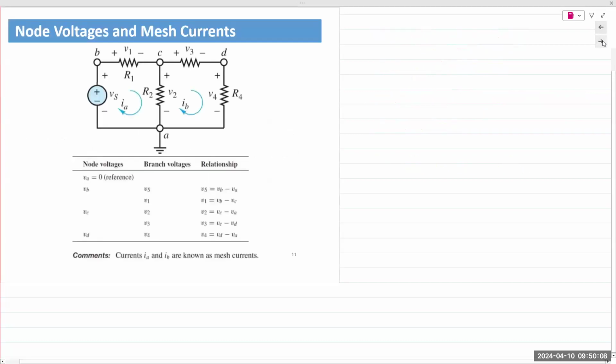Now we get into the meat of circuit analysis: node voltages and mesh currents. This is where all the techniques that we learned in physics, in the first week of class, you'll apply. The concepts required to solve for these are KCL, KVL, node voltages, and mesh currents. You are familiar with KVL and KCL. I will explain what node voltages and mesh currents are.